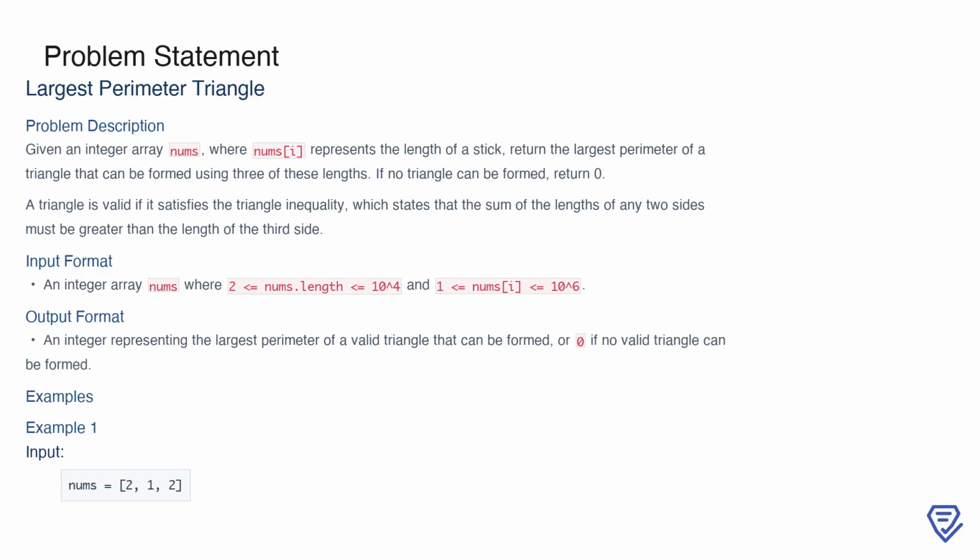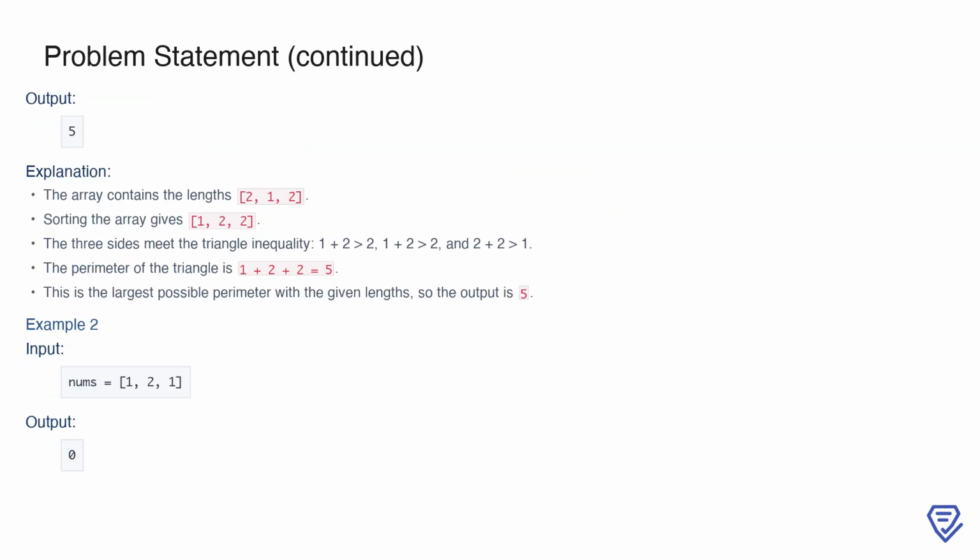The input is an integer array nums where its length is at least 2 and at most 10,000, and each element is a positive integer up to 1 million. The output is an integer that represents the largest possible perimeter of a valid triangle, or 0 if no triangle can be formed. Let's consider an example to better understand the problem.